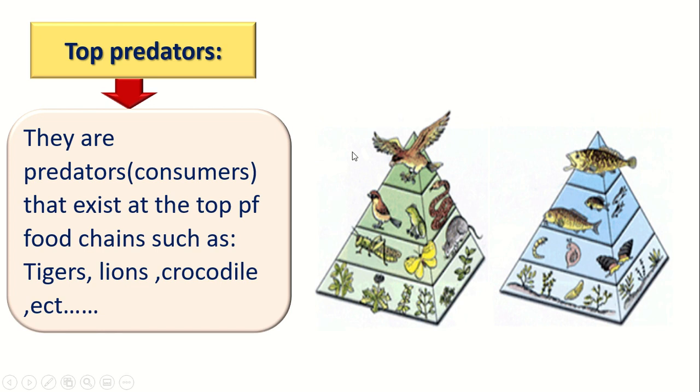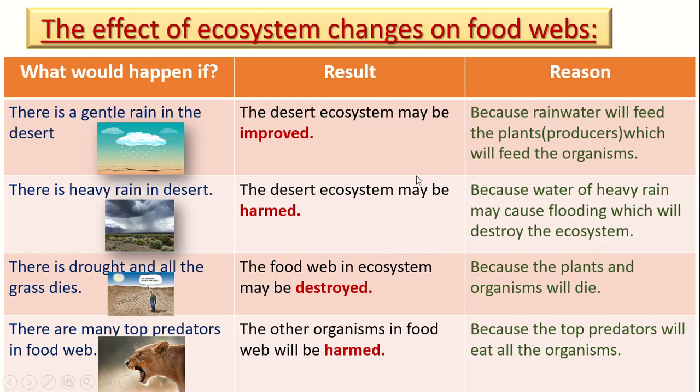So the top predators are the predators that exist at the top of the food chain, like the tiger, like the lion, like the crocodile. Okay, what will happen if there are many top predators on the food web? What will happen to the other organisms on the food web? They will be harmed. Why? Because the top predators are many and they have a large number, so they will eat all the organisms in the ecosystem and the ecosystem will get harmed.